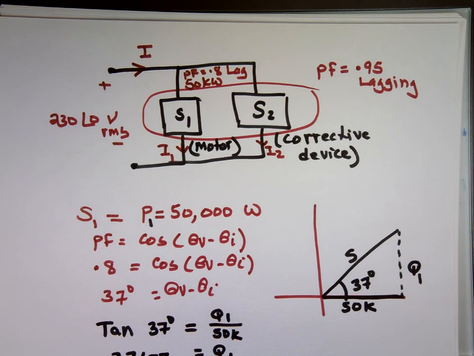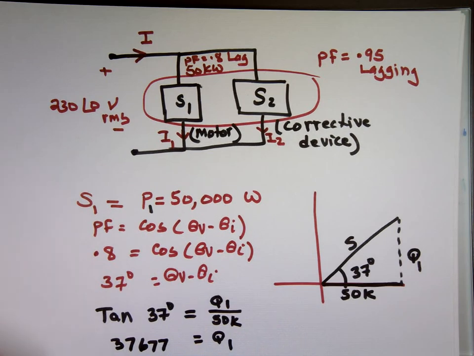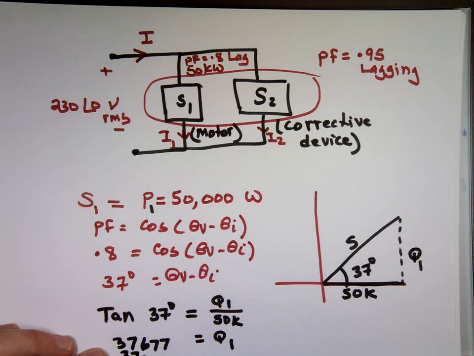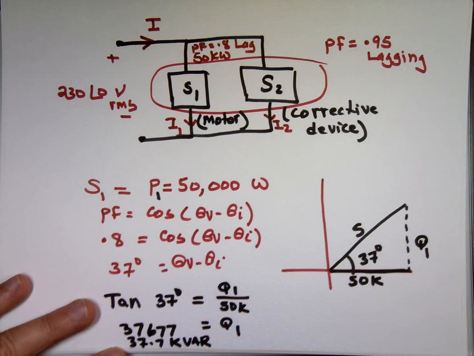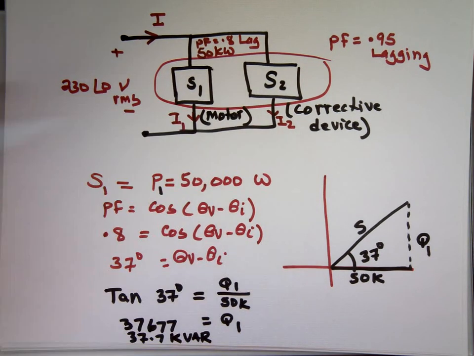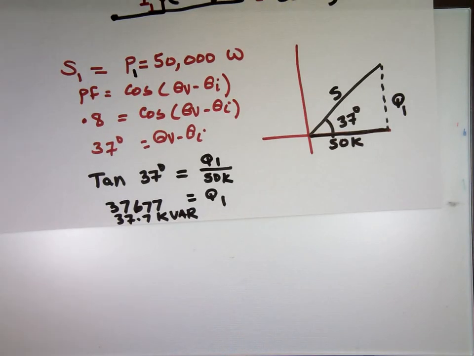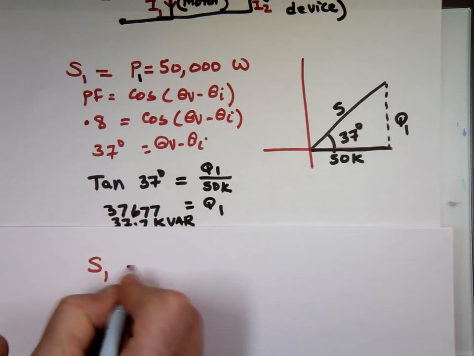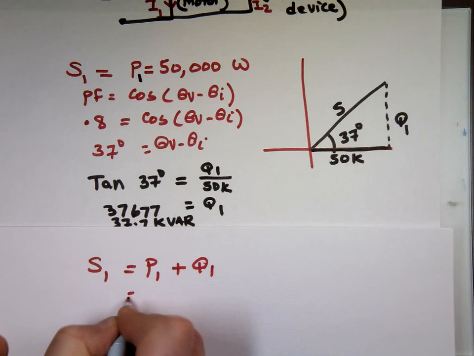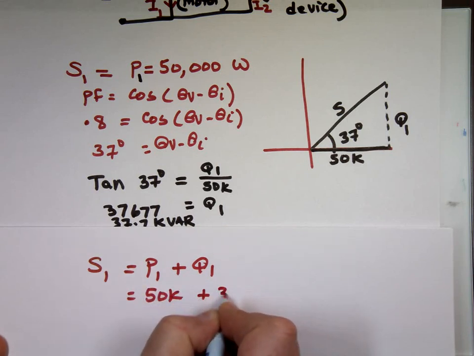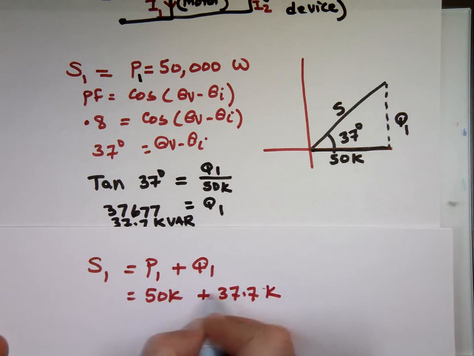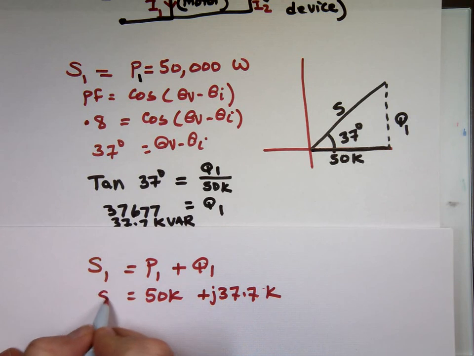So roughly 38K if you want to round it, or 37.7K. Kilovar, the units for that. So I know the complex power for the first one. I know S1 now. The complex power, remember, is P plus jQ. S1 equals P1 plus Q1. We know P1 is 50K, plus J37.7K. That's S1, the complex power for source 1.